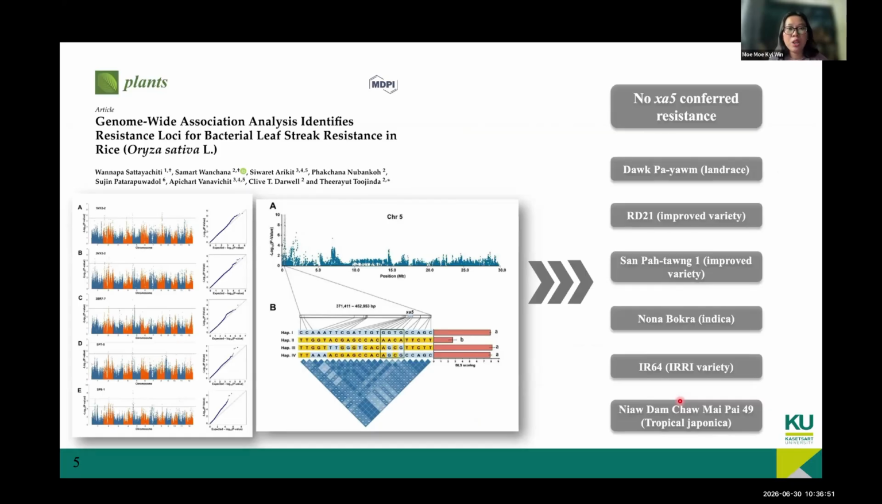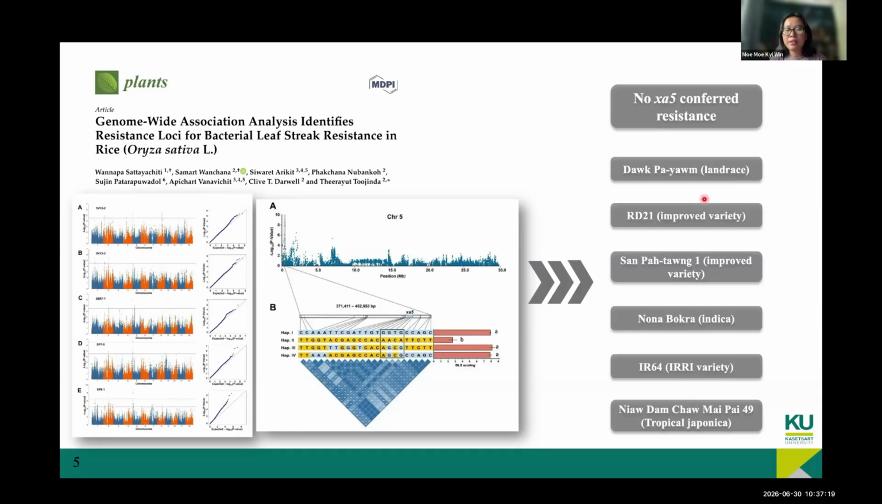In our lab, the Rice Science Center, Kasetsart University, we also found xo5 as a major gene controlling resistance to most of the XOC isolates in Thailand by using our rice germplasm with the GWAS approach. From this study, the authors also found that there are some genotypes, which are listed here. They show strong resistance to most of the XOC isolates, but they don't have the xo5 resistance allele or any other known R gene resistance alleles.